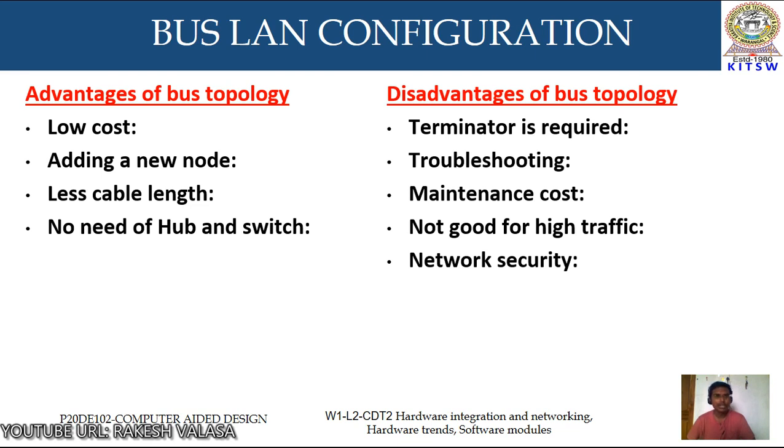The advantages of bus LAN configuration: low cost, adding a new node, less cable length, no need of hub and switch. Disadvantages of bus topology: terminator is required, troubleshooting, maintenance cost, not good for high traffic. Last one, network security. This is the brief discussion about distinguishing between star LAN, ring LAN, and bus LAN configurations in the hardware and networking system.